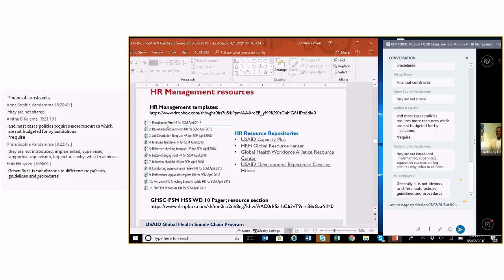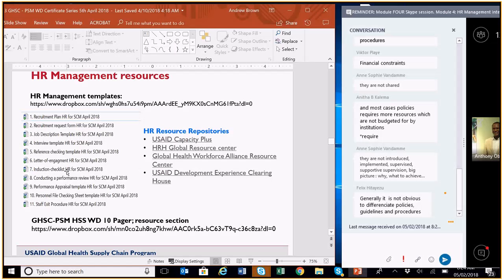So, for example, we have a recruitment plan, we have a job description template, quite a comprehensive one. I've got an interview template when you're conducting staff recruitment interviews, reference checking template, letter of engagement, induction checklist, conducting performance reviews, performance appraisals, personnel file checking and organising, and staff exit forms. And I would encourage you to have a look through those because they give you a real understanding of the detail that's necessary in your supporting documentation to run a good human resources system.